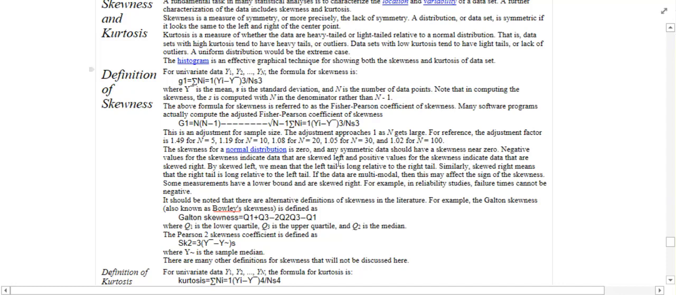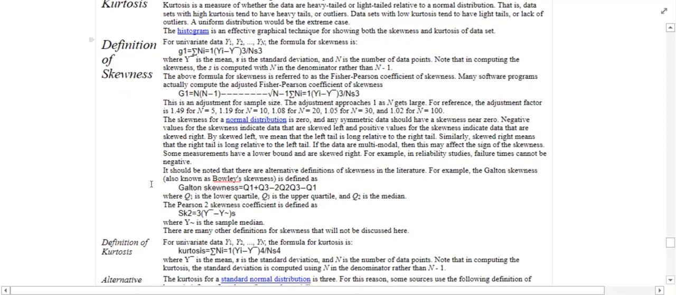By skewed left, we mean that the left tail is long relative to the right tail. So the negative side is predominant over the right side. Skewed right means that the right tail, again, would be long relative to the left tail. If the data is multimodal, and in fact there's two humps in it, if you will, then this may affect the sign of the skewness.